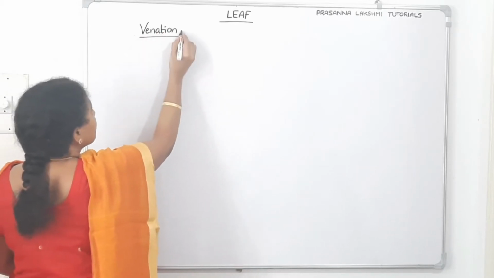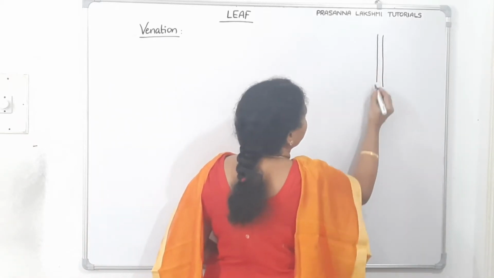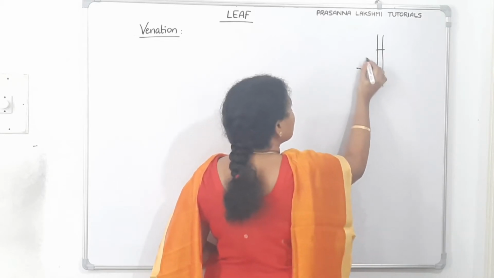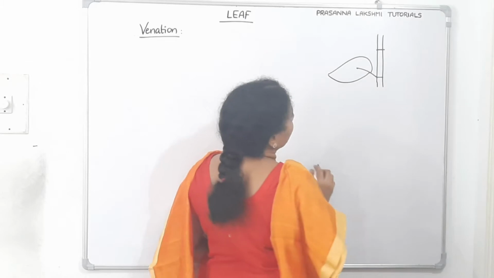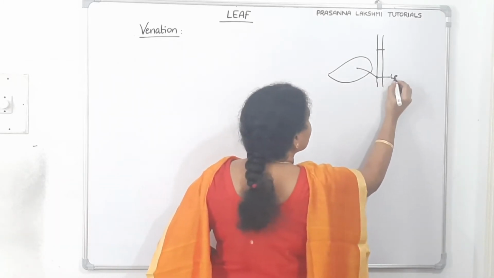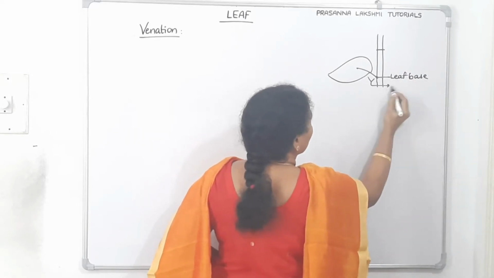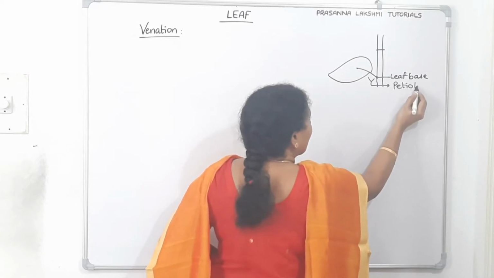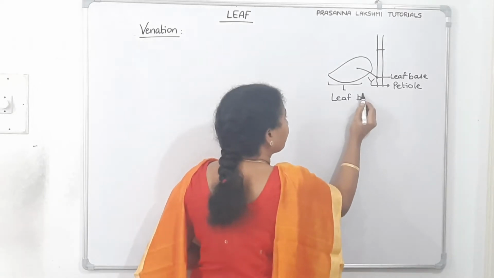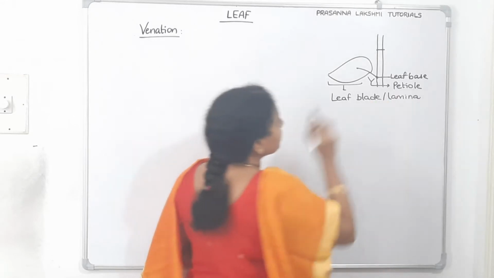Now, we discussed that if you see the leaf, what are the parts of the leaf? Here is the stem. This is the node. And from the node, which is a mature region, the leaf will arise this way. The three parts of the leaf are: this portion is called the leaf base, this portion is called the petiole, and this portion is called the leaf blade, or the lamina.